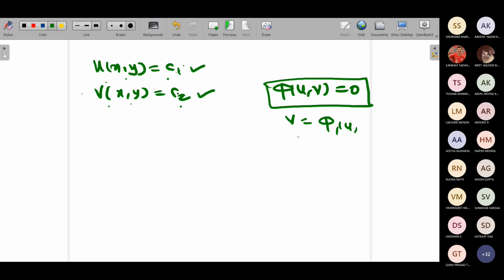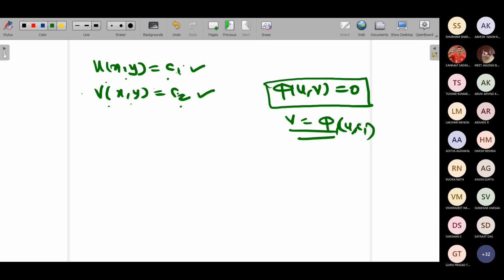The other form is we can express v as some function pi of u, with c1, c2, or whatever constants you get. That is, v in terms of u, or u in terms of v. That is the way we are going to talk about the solution of this equation.